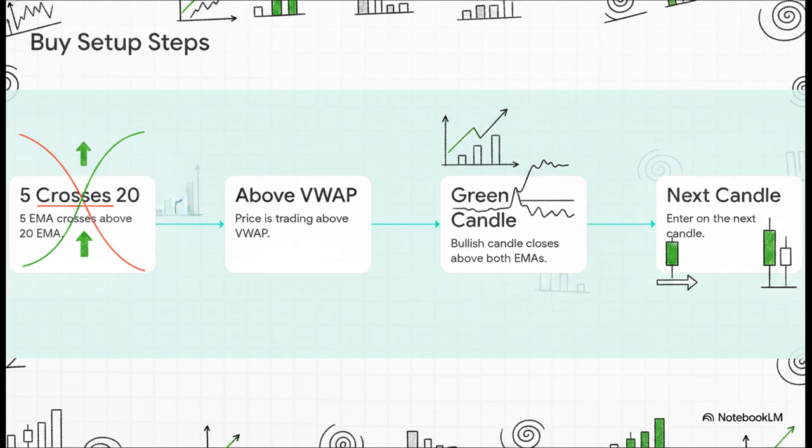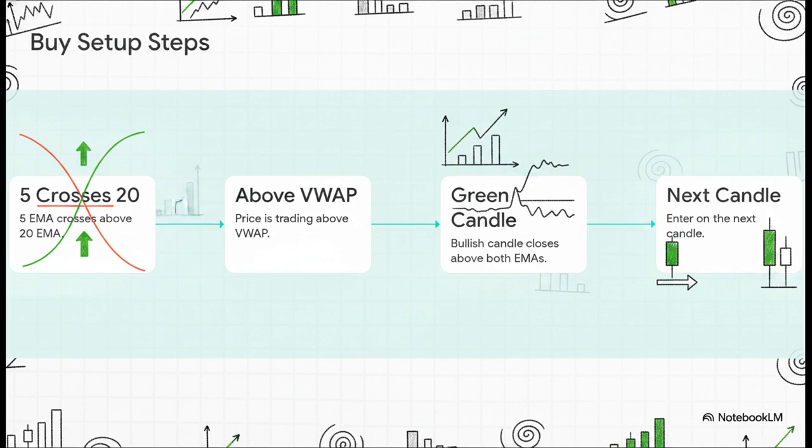And remember, all these conditions have to align perfectly. Close enough is just not good enough here. Let's walk through the chronological checklist. Step 1, you need to see the faster-moving 5 EMA cross above the slower-moving 20 EMA. That is your first sign of bullish momentum. But we don't act yet. We move to Step 2, the price must be trading above the VWAP. This basically confirms that the broader intraday volume and price trend actually support a move higher.